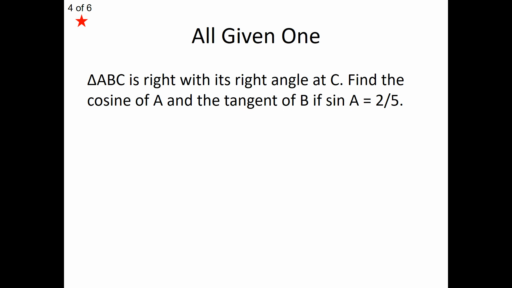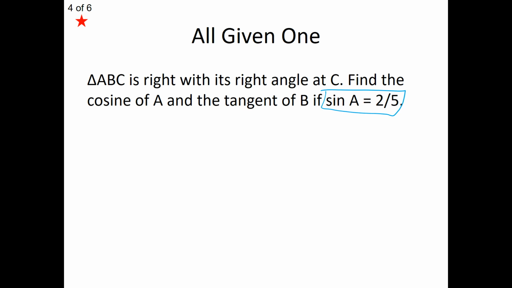So triangle ABC is right with its right angle at C. Find the cosine of A and the tangent of B if the sine of A is 2/5. Now, this sine of A being 2/5 is our key into figuring out what our cosine of A is and our tangent of B is. So where are we going to proceed with this?